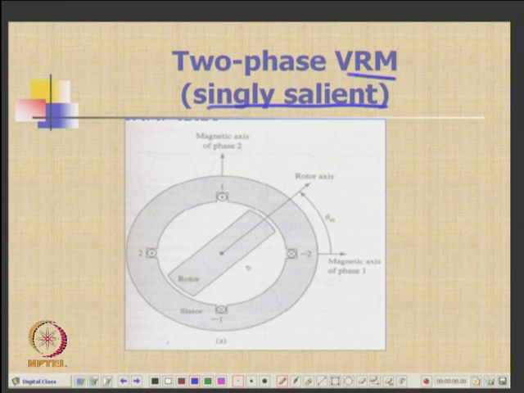Okay. Now, supposing this is phase 1, if you excite this, then it will produce a magnetic axis here. So, when this magnetic axis is there, this will try to align with this. Okay. And then the problem is, when it is aligned with this, if you excite phase 2, what happens? Suppose you aligned with phase 1, if you excite phase 2, what happens?